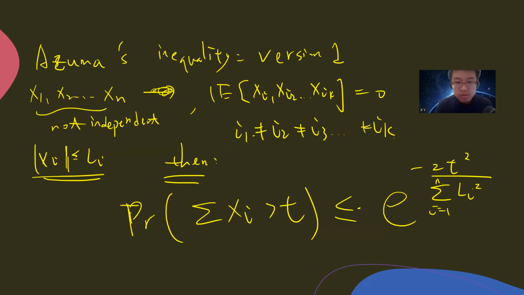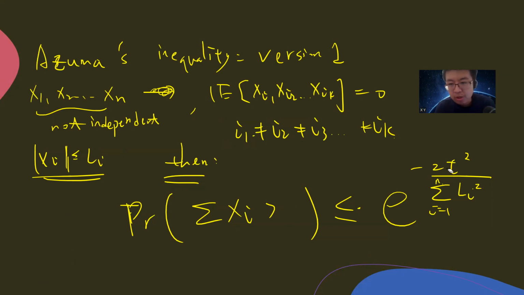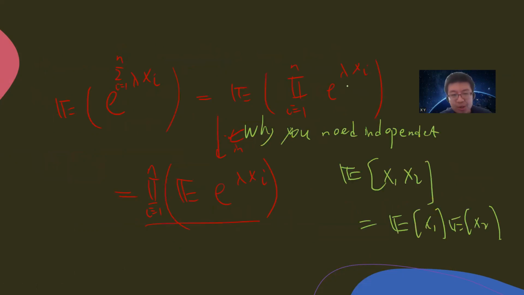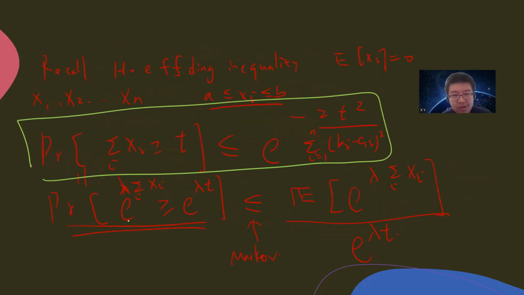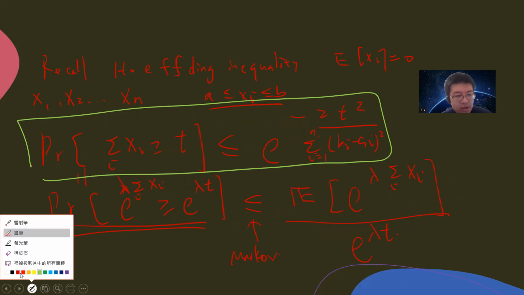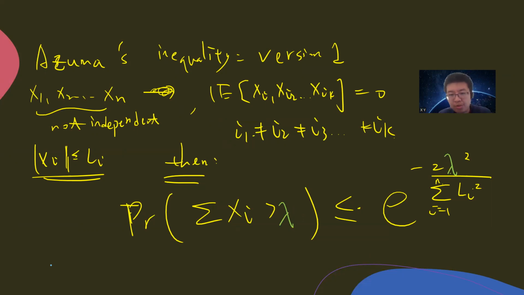Okay, I just noticed that previously I used lambda, so let's use lambda. You can see that this looks almost the same as Hoeffding's inequality. It has the same kind of tail bound, with exponential decay. The proof needs two lemmas.